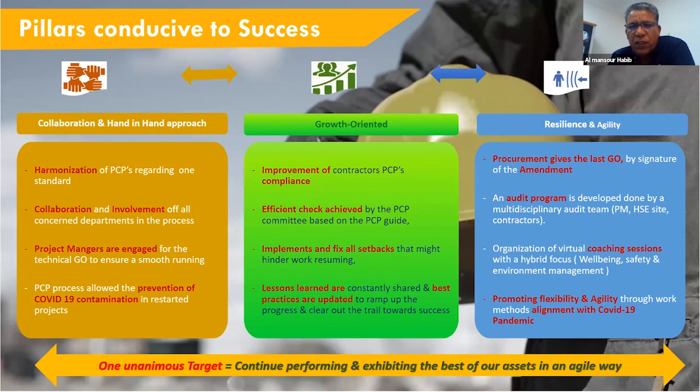I think lessons learned are coming from our contractors and from our reading of the PCP, and we are open to improve our PCP. About resilience and agility, it's very important to highlight procurement in order to avoid all claims, and we begin with a clear situation.